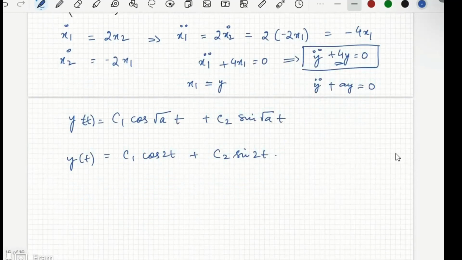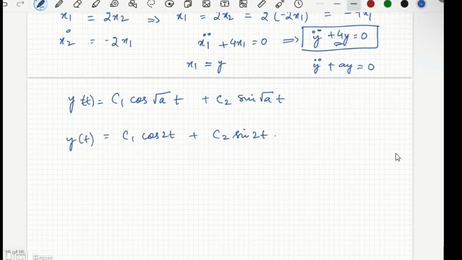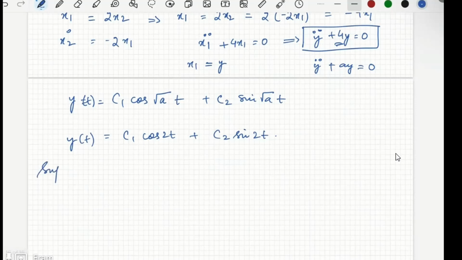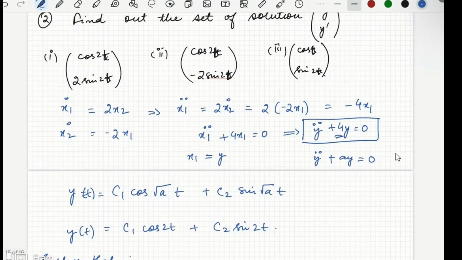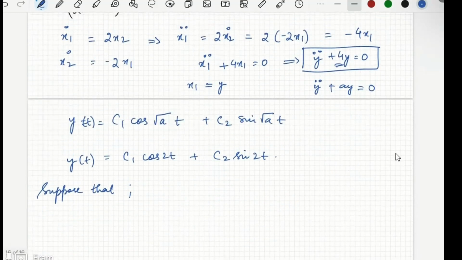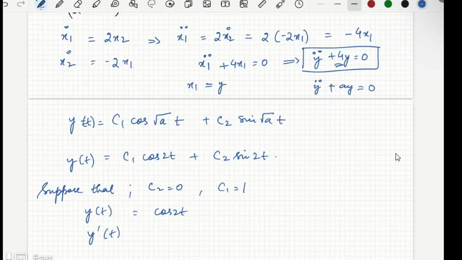So we suppose that, because we have to identify one possible solution, we assume that c2 is 0 and c1 is 1. Then my y of t will be cos 2t, and in that case y dash t will be minus 2 sine 2t.